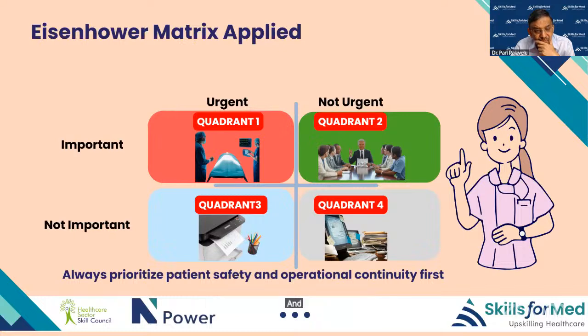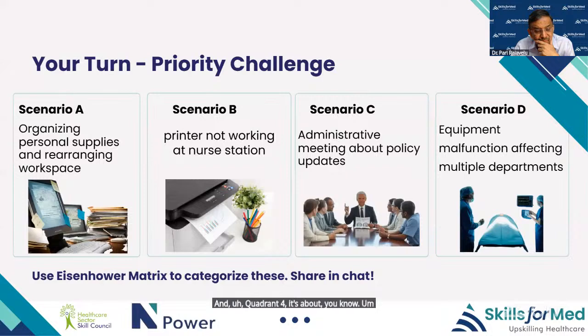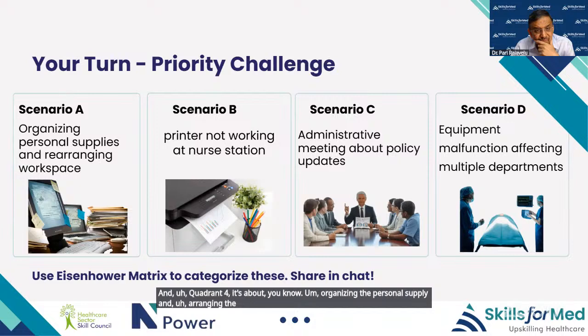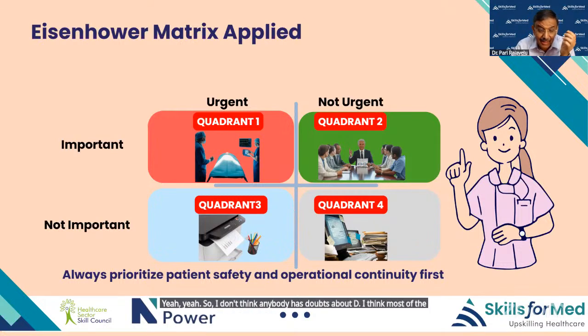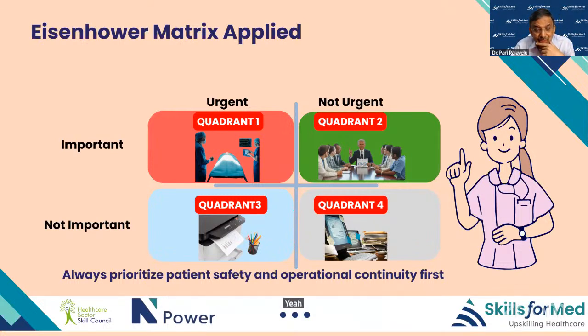And quadrant 4 is about organizing the personal supply and arranging the workspace. It's A. So I think D, C, B, and A. Am I right, doctor? Yes. I don't think anybody has doubts about D. Most of the participants had D. It is only in quadrant 2 again that some confusion is there.